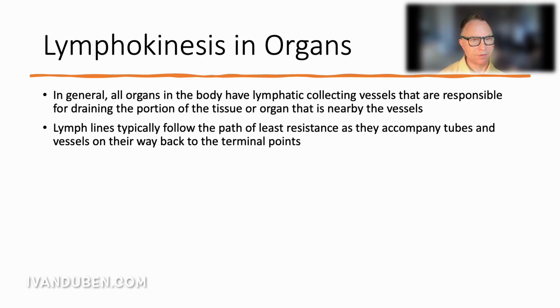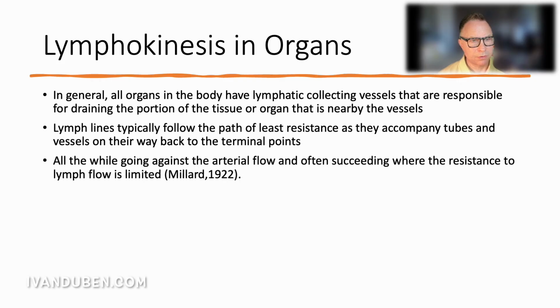The lymph lines typically follow the path of least resistance as they accompany tubes and vessels on their way back to the terminal points. And this is again the concept that the arteries and veins have accompanying lymphatic structures and lymph nodes that almost wrap around. Some run in parallel, some will wrap around like vines with their leaves around a branch. And in this case, it would be the lymphatic structures and the lymph nodes representing the leaves. All the while going against the arterial flow and often succeeding where the resistance to lymph flow is limited.